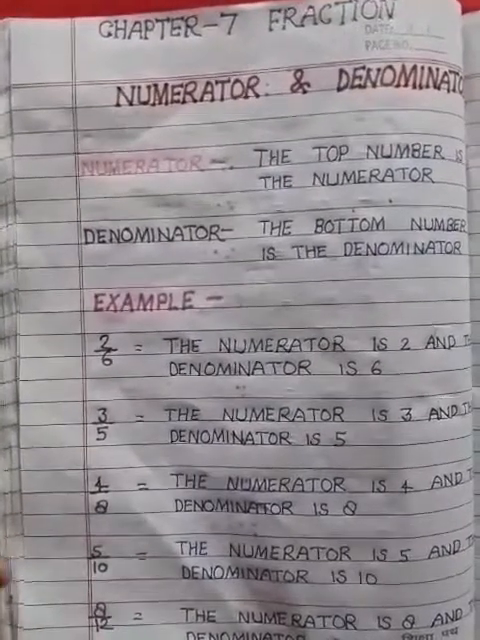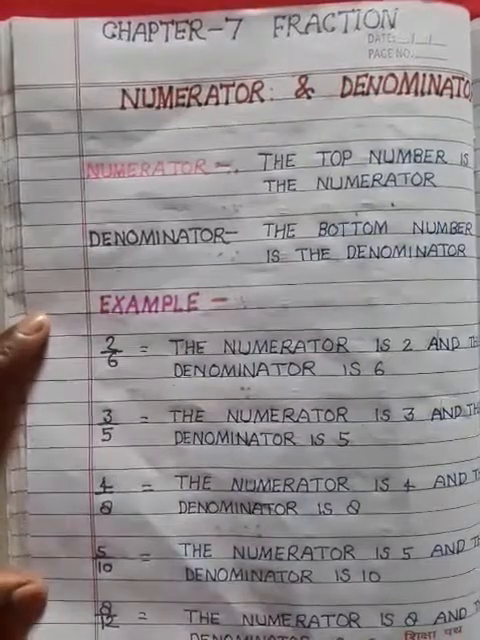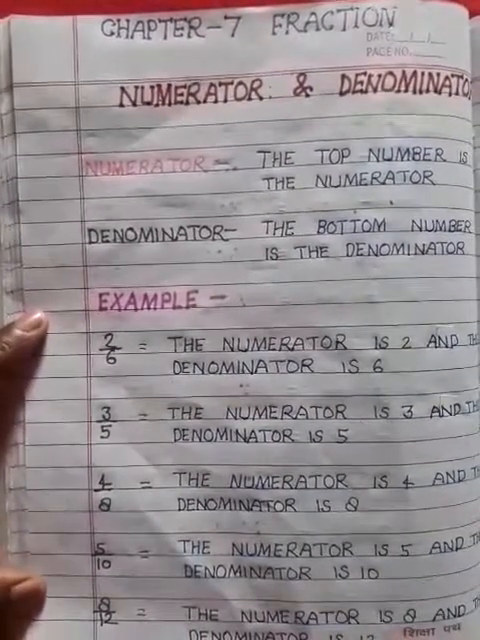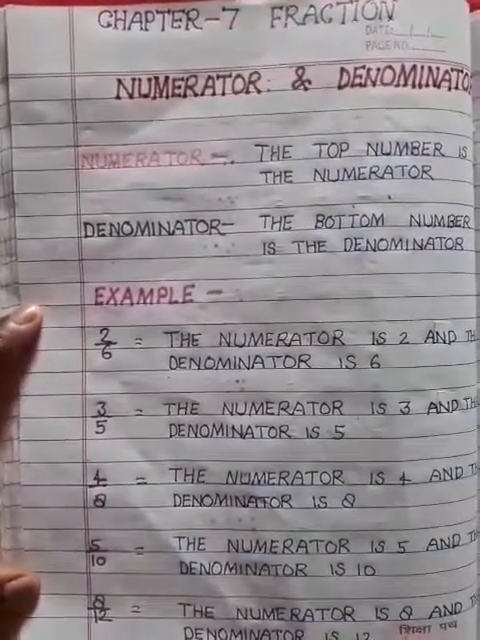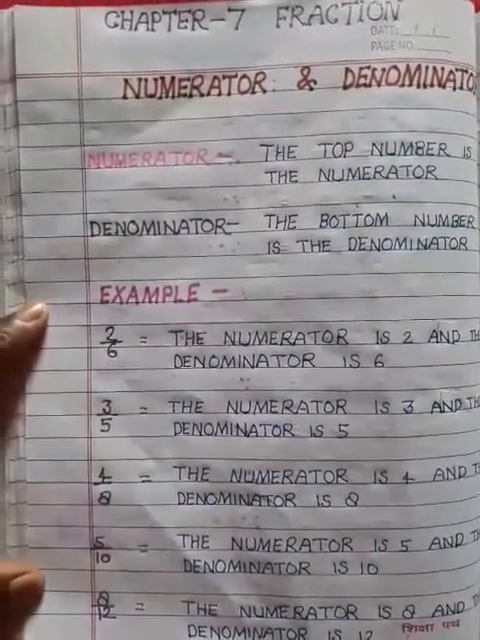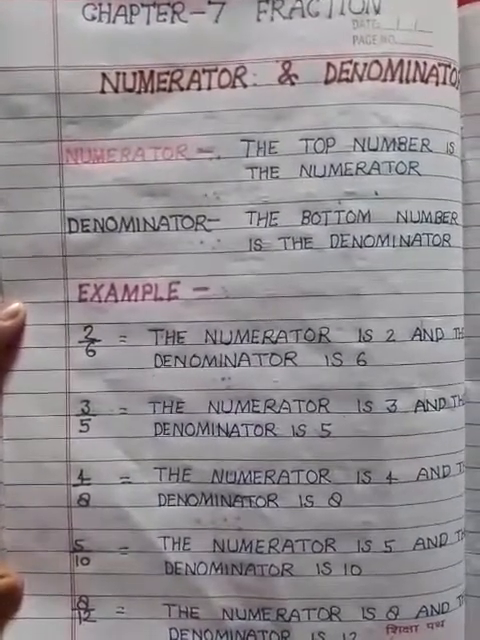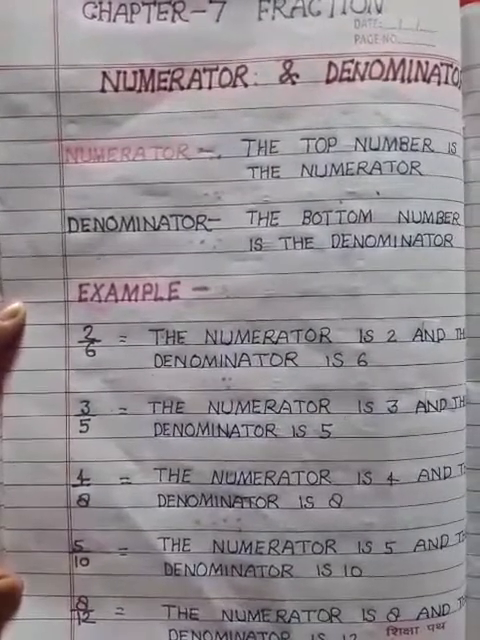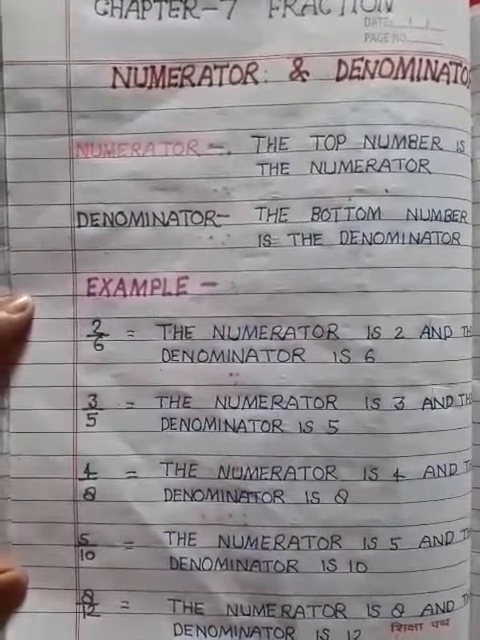Chapter 7, Fraction, Numerator and Denominator. Students, in the fraction chapter, let's understand numerator and denominator. Numerator: in any fraction, the top number is the numerator. Denominator: in any fraction, the bottom number is the denominator.